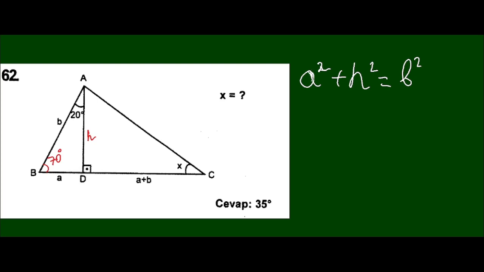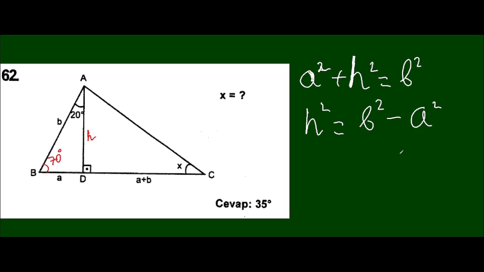Pythagoras, if I'm not mistaken. It is said in Russian it is Pythagoras, but in English I don't really remember. It is Pythagoras, we can say. So here a squared will be equal to b squared minus a squared.